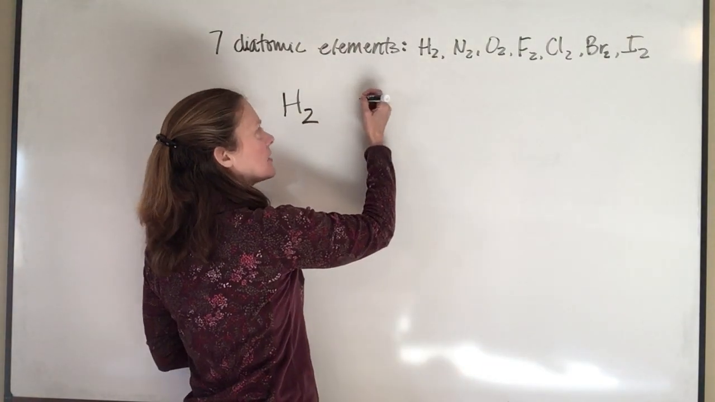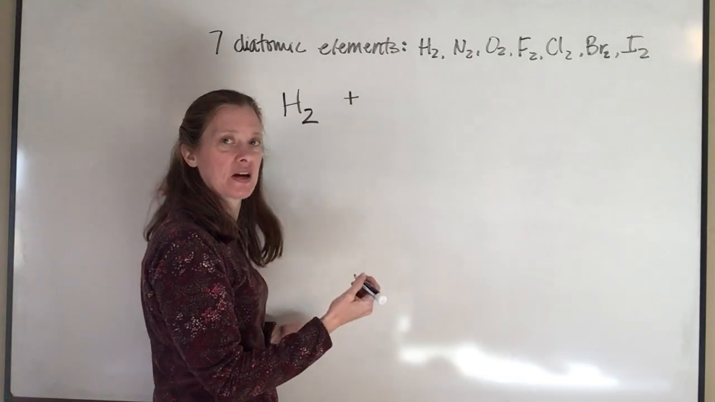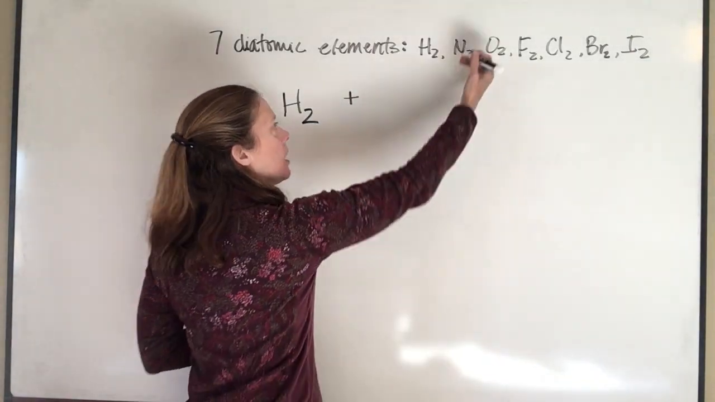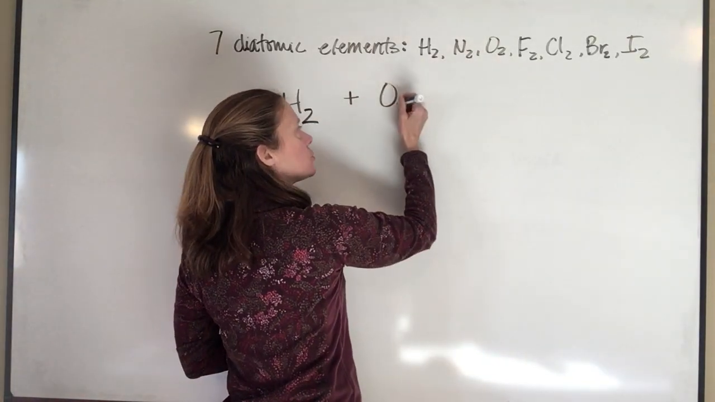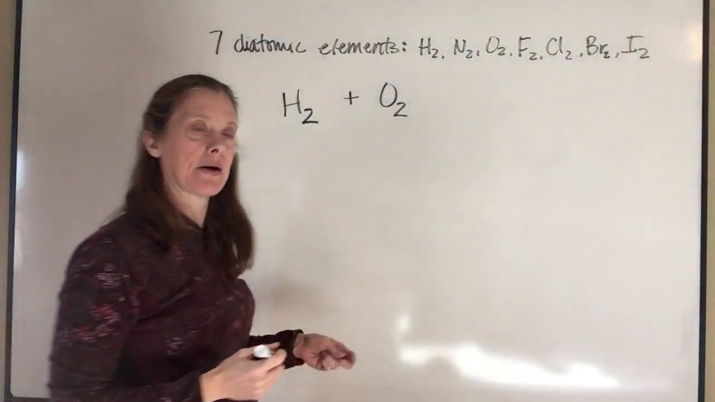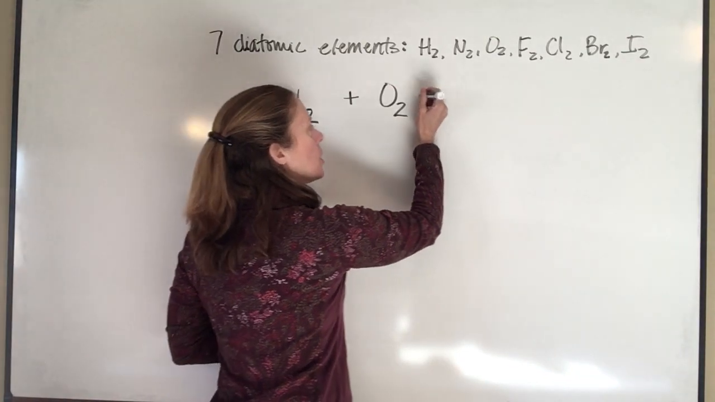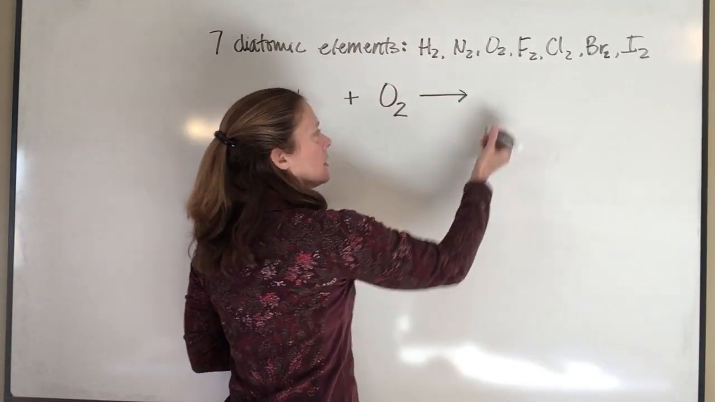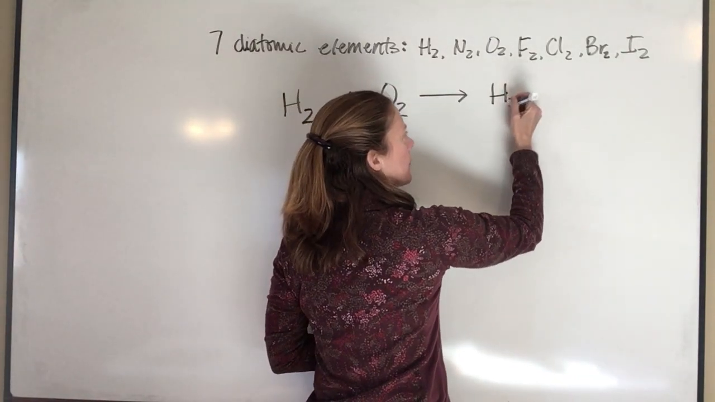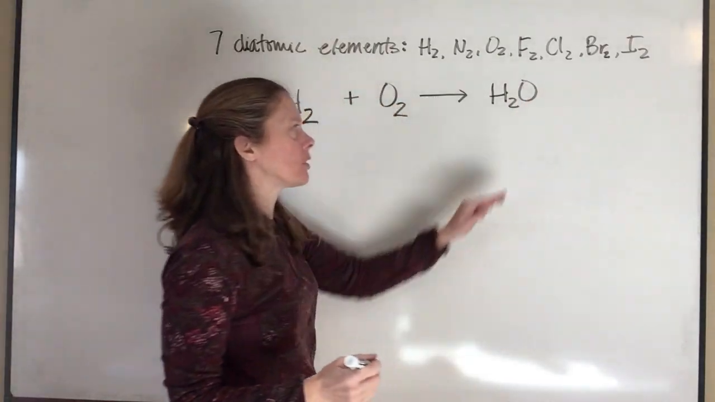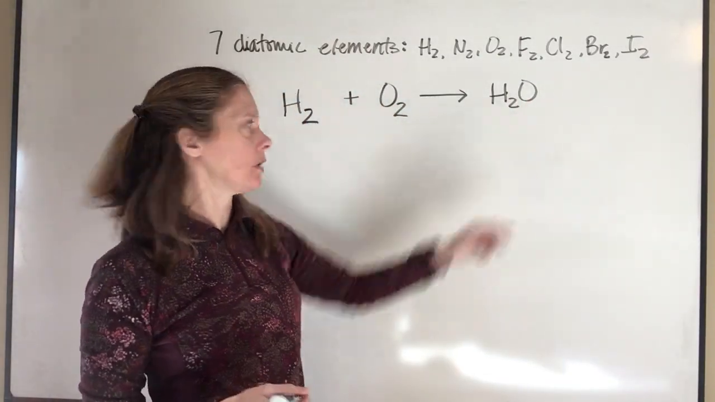So hydrogen and oxygen, so I'm going to use a plus sign just like in a math equation, and oxygen is also diatomic, so I have to have 2 of them always hooked together. They react together to make water, and probably everybody knows the chemical formula for water is H2O. We see that a lot.